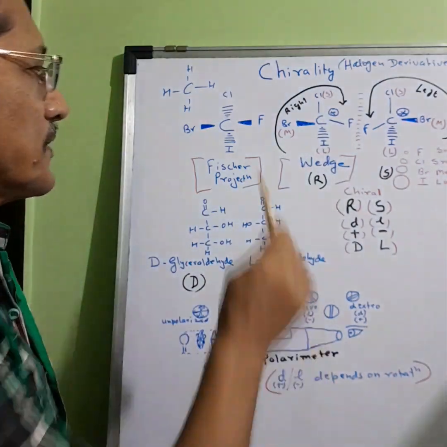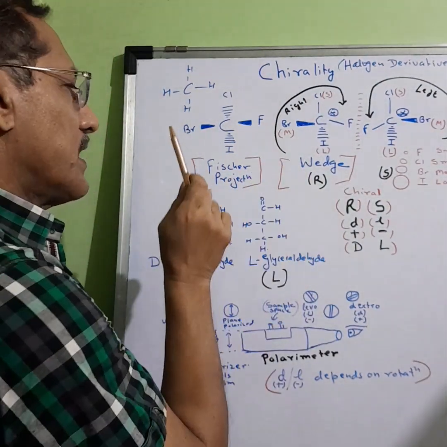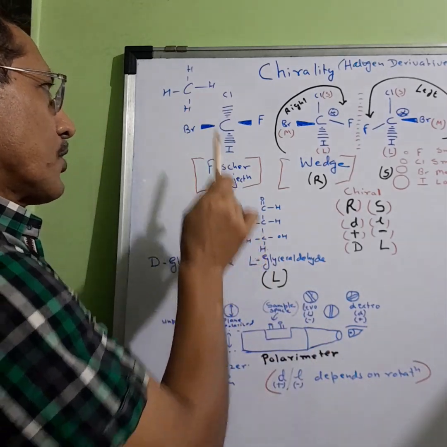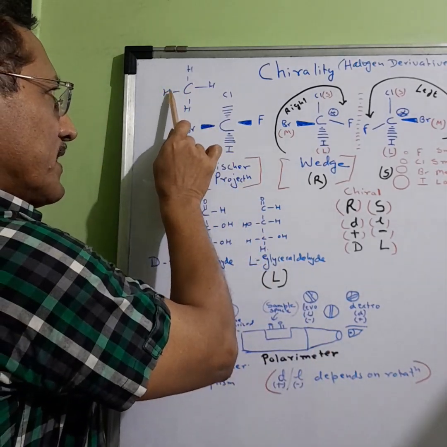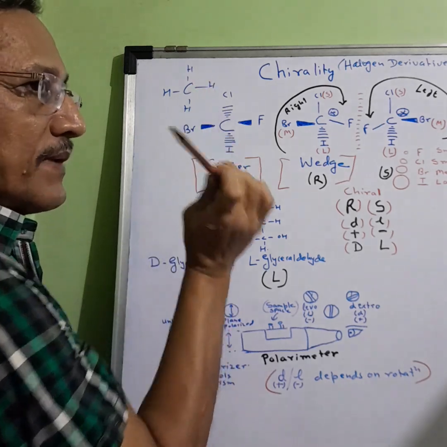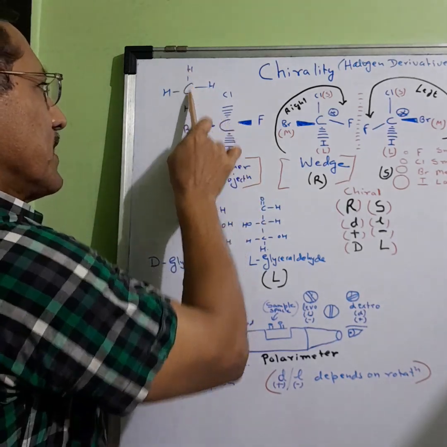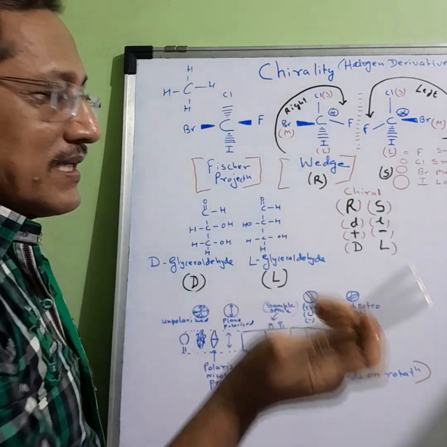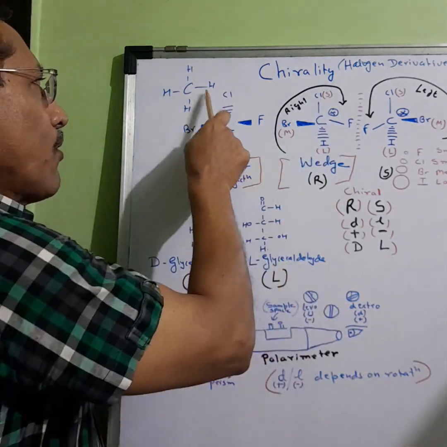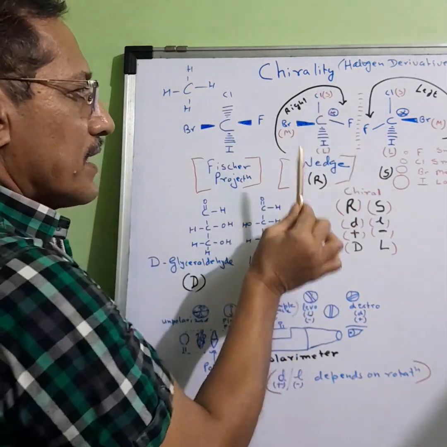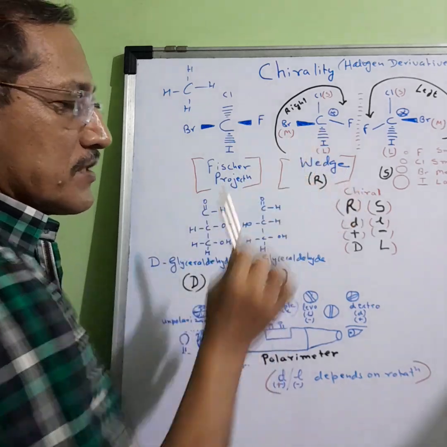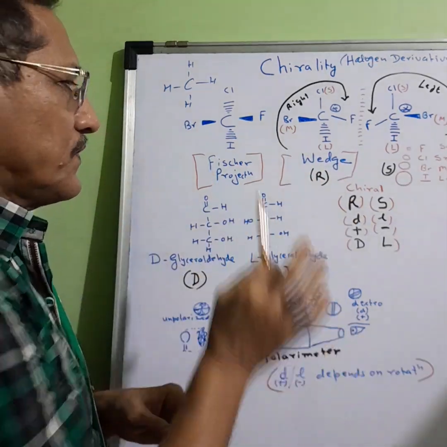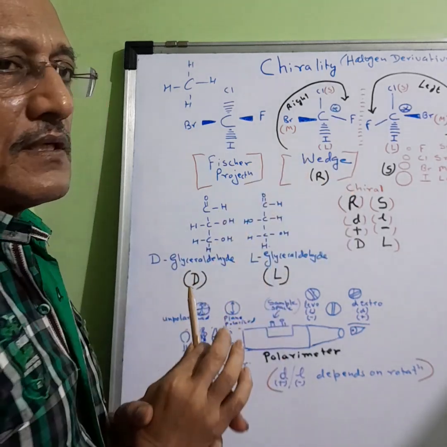So what's the difference between the Wedge formula and Fisher's projection formula? In Fisher's projection formula, whenever a group is horizontal, it is assumed to be above the plane, and whenever it is vertical, it is assumed to be below the plane. Whereas in the Wedge formula, as I just showed you, two of them are in the plane, one is above the plane, and one is below the plane. So that's about the Fisher projection formula and the Wedge formula.